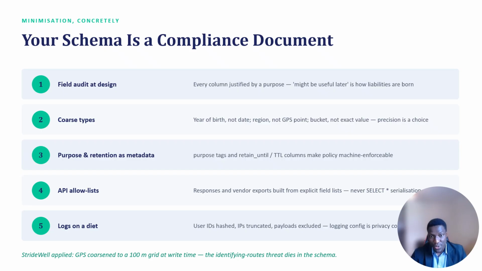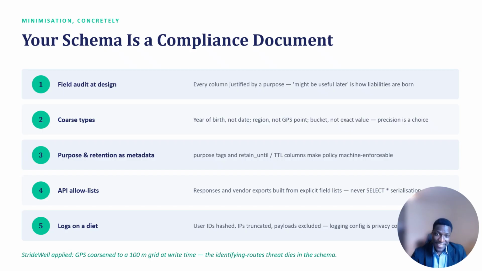Purpose and retention as metadata. Purpose tags and retain-until or TTL columns turn policy into something a machine can enforce. This single practice makes Module 2's storage limitation real. Next, API allow list. Responses and vendor exports built from explicit field lists, never reflective full-object serialization. Oversharing usually ships through a lazy serializer, not a decision.